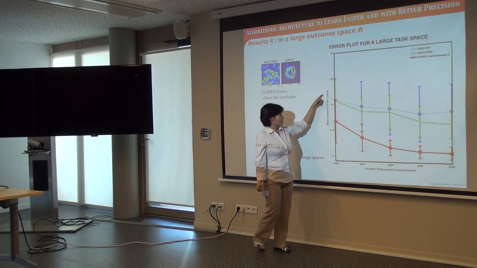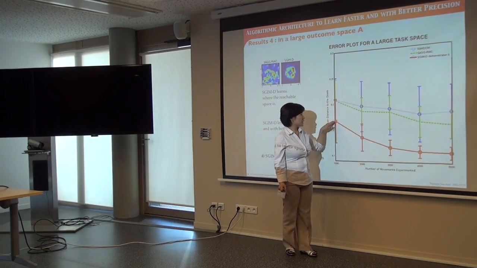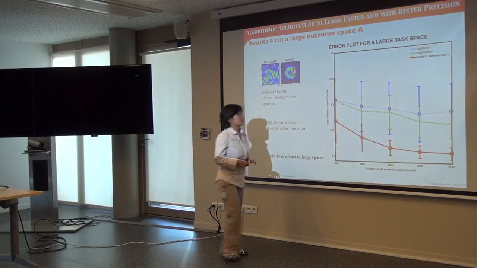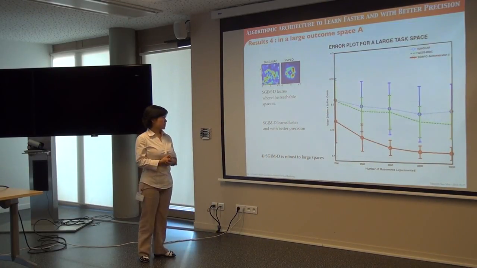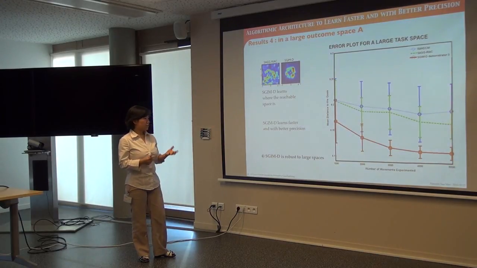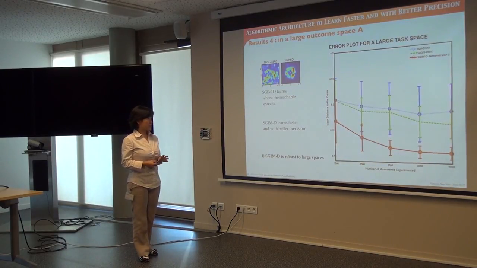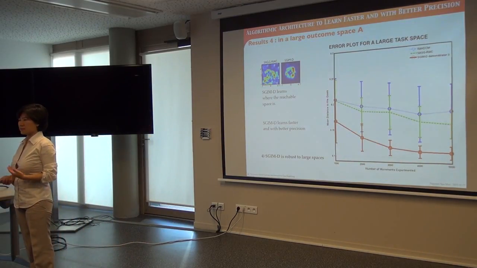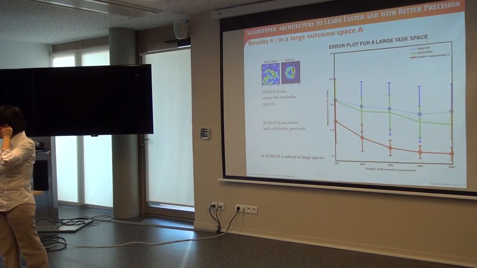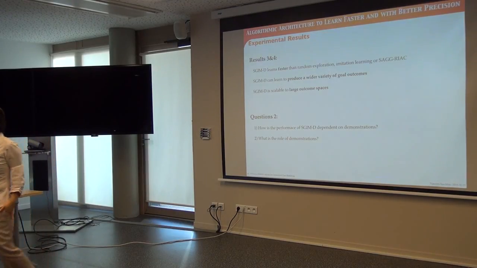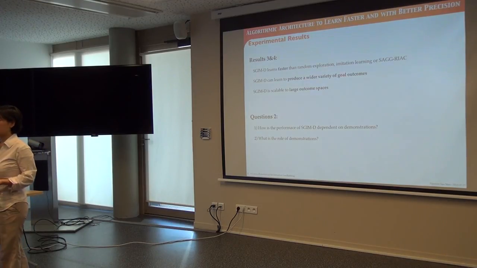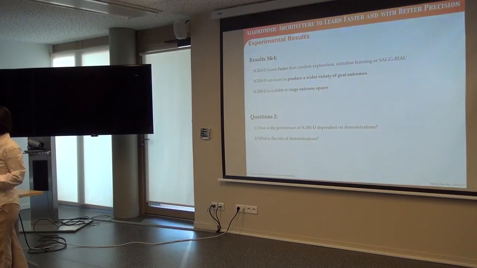We also plotted the mean distance with respect to time, and again, the red curve here, which corresponds to SGIMD, is lower. So it learns faster and with better precision, and also a little bit more reliable than SAGG-RIAC. So even in large spaces, SGIMD is robust. These plots show that SGIMD learns faster than random exploration, imitation learning, or SAGG-RIAC.